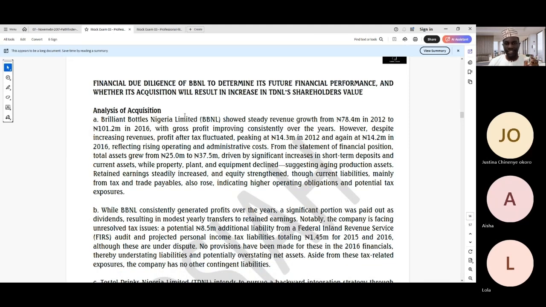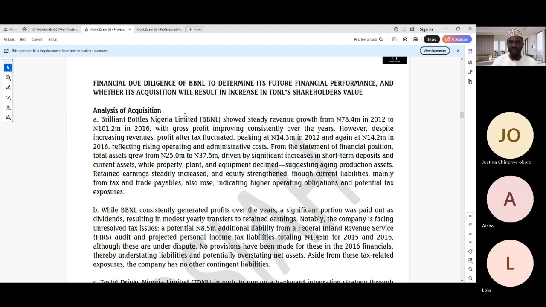Okay, so looking at the first header, we're looking at analysis of the acquisition. Now, I didn't say business overview or general overview. So the header, I'm trying to say that, okay, they want to acquire BBNL. So any header that resonates with you, just make sure it's appropriate. Headers and subheaders. That's what the examiner said in his report.